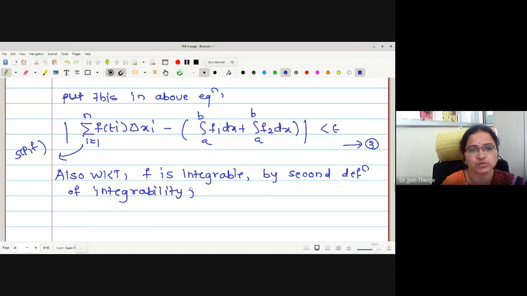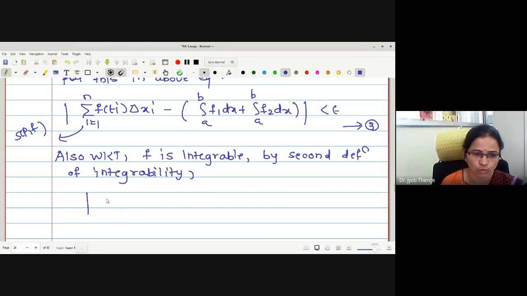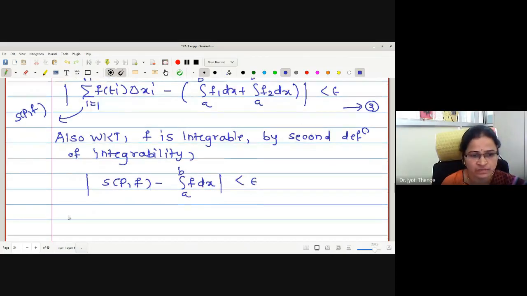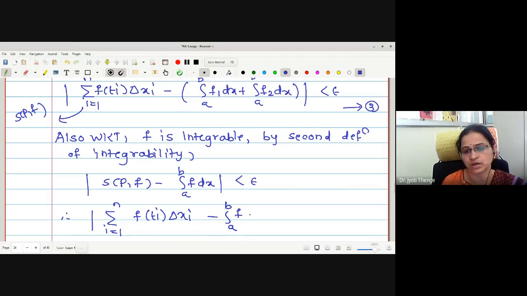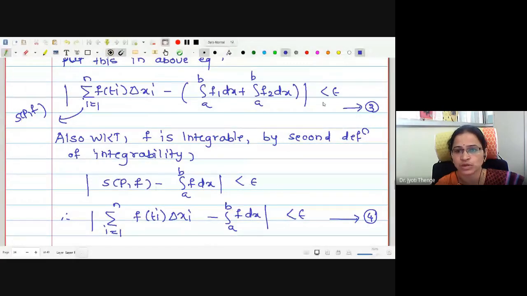What is the second definition of integrability? Help me now. SPF I can write first. SPF minus integration a to b f dx is less than epsilon. Let me write the value of that SPF. This is summation i equals 1 to n f of ti delta xi minus integration a to b f dx less than epsilon. Let me call it statement number 4. Now look at statements 3 and 4 carefully.